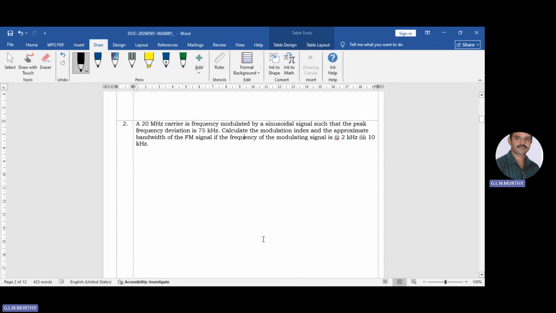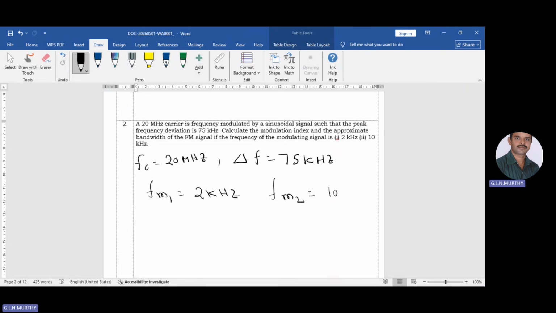So let us first of all write the data. Fc is given, 20 megahertz. Then the frequency deviation is given, 75 kilohertz. And he has asked two cases. Case 1: message frequency fm1 equals 2 kilohertz. Similarly, fm2, the message frequency, equals 10 kilohertz. For these two cases, he has asked what is beta and what is the bandwidth. Remember, it is FM, frequency modulation.